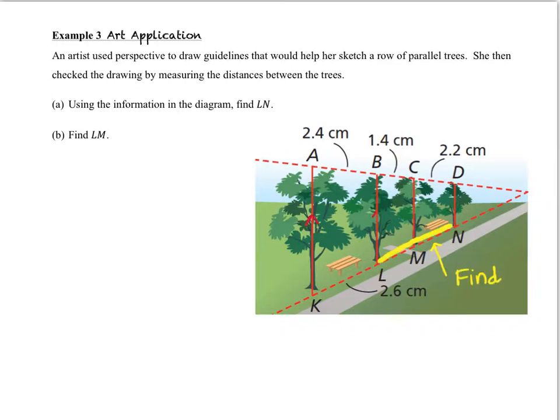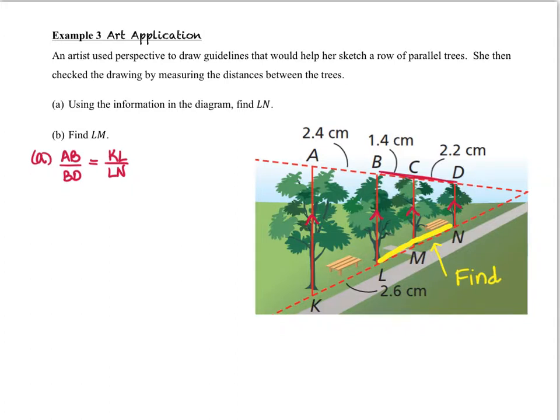Knowing that these trees are parallel, we can use the proportionality of the triangles to find the missing length. We're going to start by setting up the appropriate proportions. We want to find LN, so that means we need to use the corresponding sides on the opposite side of the triangle that these parallel lines cut through. So that means we're going to be using from B to D. We also have the lengths between K and L and between A and B. So that'll be our first ratio. AB is to BD as KL is to LN.